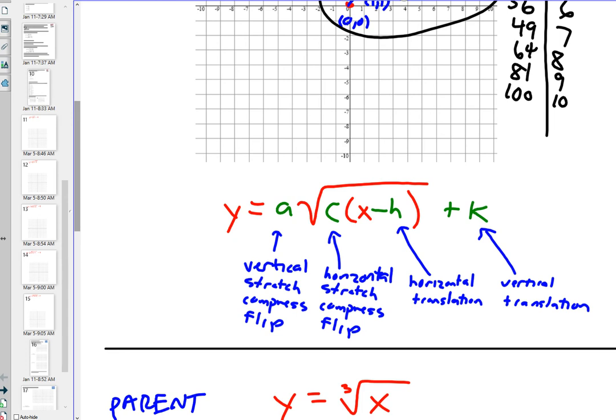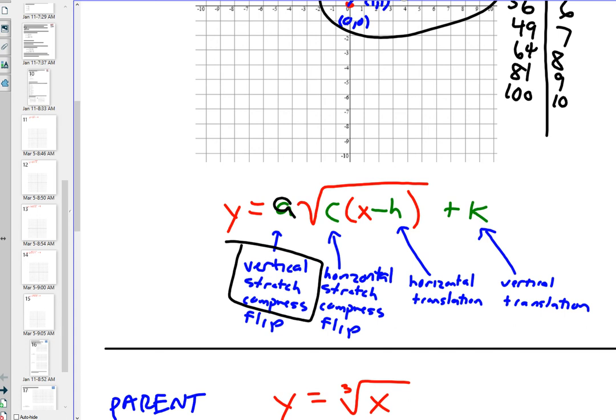So first of all, A. Where do you find A? Where is that A located? Outside. It's the coefficient of the radical. Yeah, it's going to be outside. What A is in charge of is vertical stretching and compressing. If A is greater than 1, you're going to see that basic shape that you saw above get taller and skinnier.